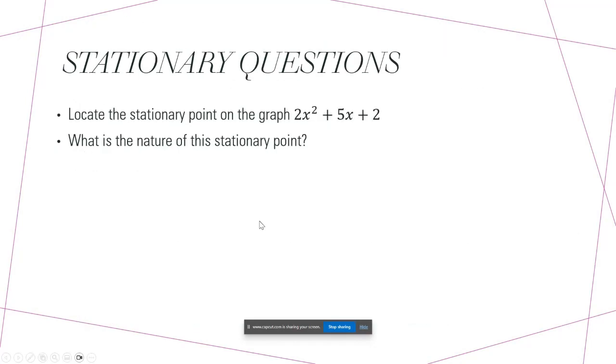Cool. Let's move on. So here's a question on stationary points real quick. Locate the stationary point on the graph 2x squared plus 5x plus 2. Then we're going to work out what the nature of the stationary point is. So first, can people tell me what the coordinates of this stationary point are?